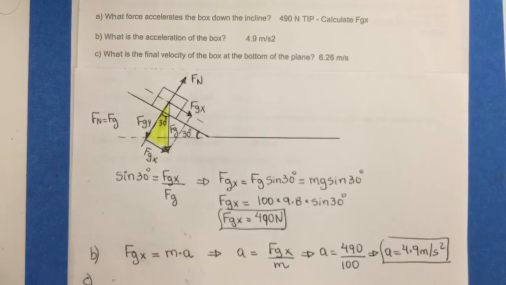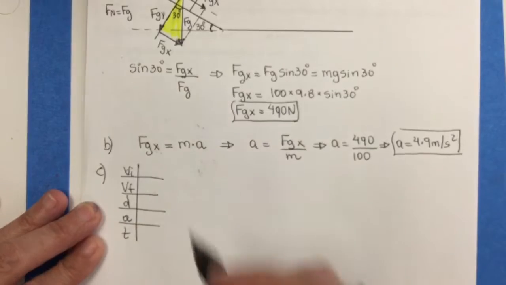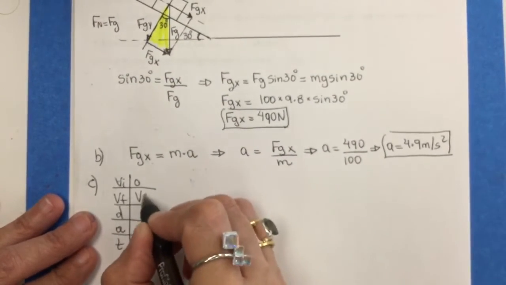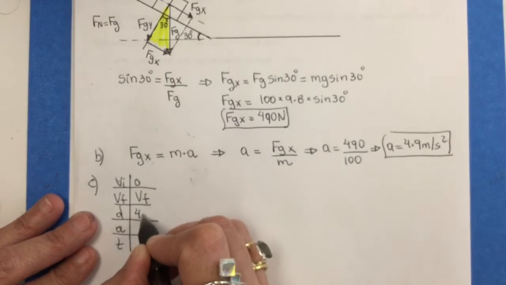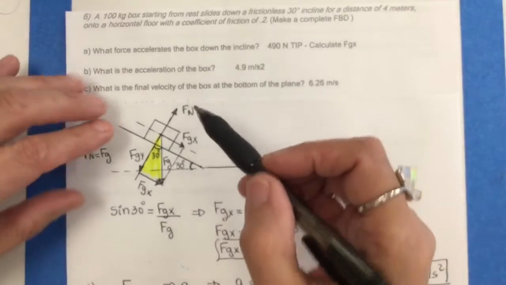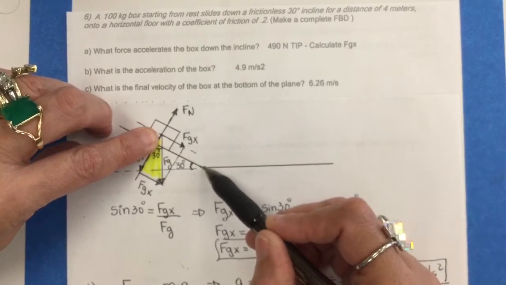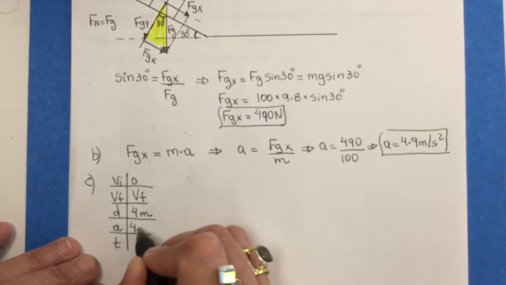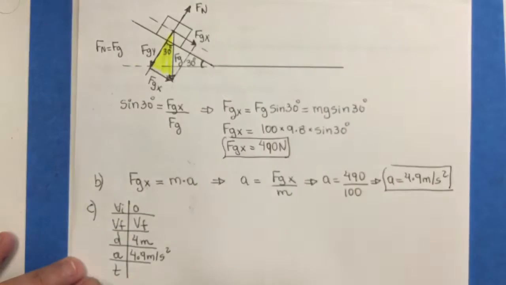C is asking, what is the final velocity of the box at the bottom of the plane? So our VI is 0 because the box starts at rest. The final velocity is what we're looking for. The distance was given, it was 4 meters, so the distance from where the box is located to the bottom of the ramp is 4 meters, and the acceleration is caused by the horizontal component of the weight, and it didn't say anything about time.